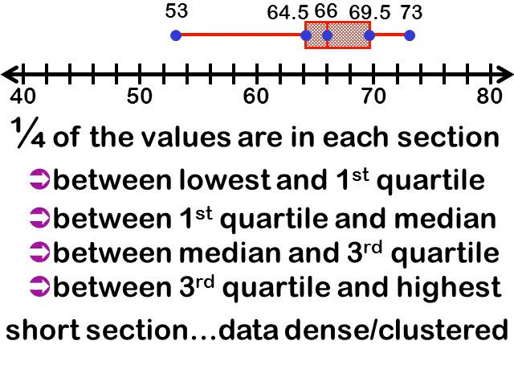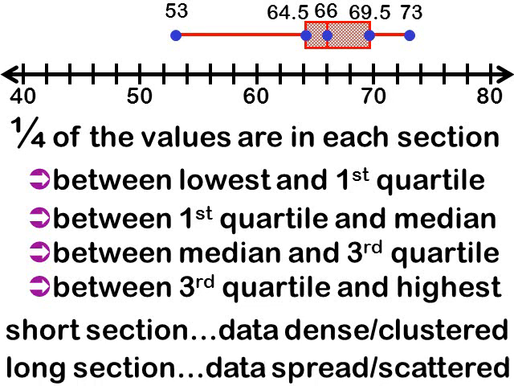A short section, between 64.5 and 69.5, means that your data is dense or clustered. A long section means that your data is spread out or scattered.